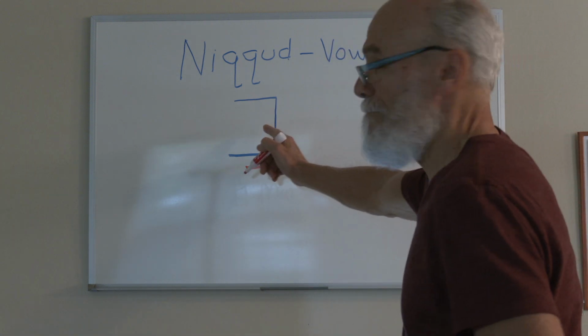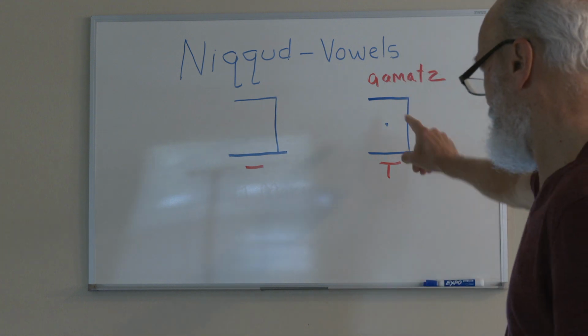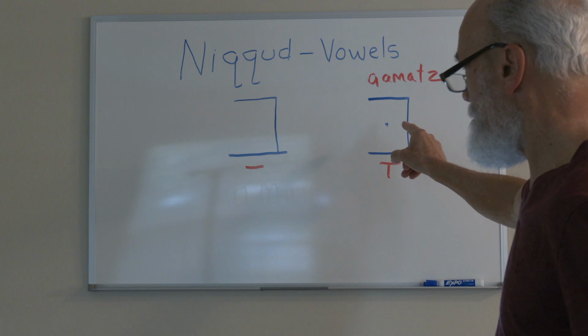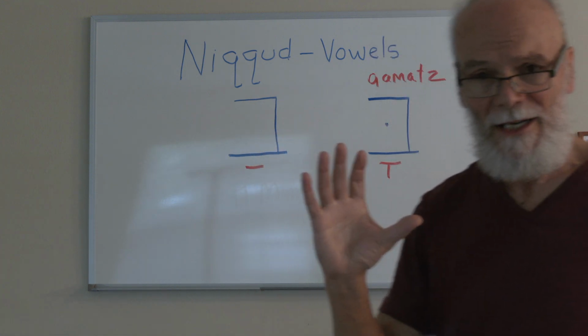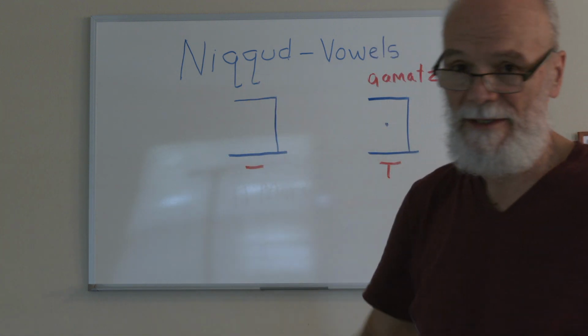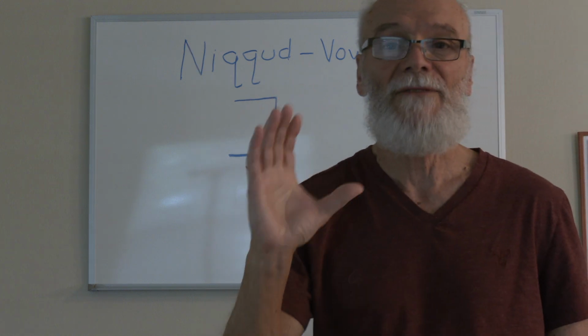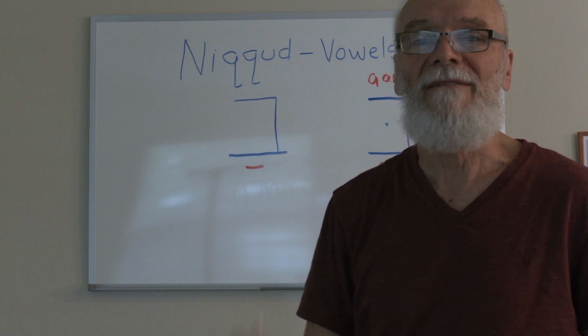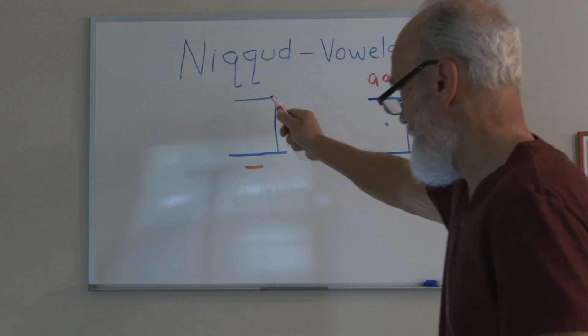Now, the bet without the dagesh here makes a va sound. It's the letter bet, but it's softened and it makes a va sound. So with the patak, it would be va. This would say va.